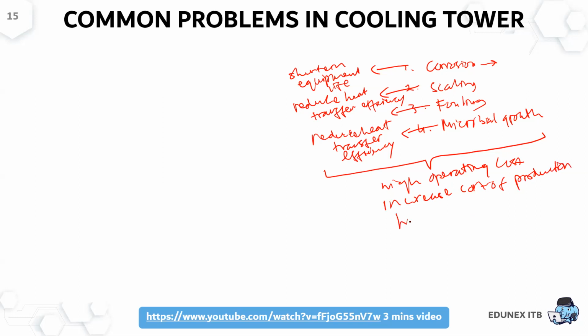And also higher energy consumption, because the heat transfer efficiency is getting reduced, affected by several types of problems: scaling, fouling, microbial growth. Then how to mitigate this issue?